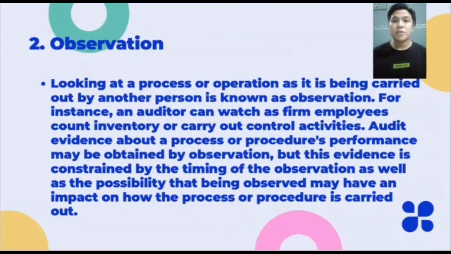Okay, and then the second one is observation, which is looking at a process or operation as it is being carried out by another person is known as observation. For instance, an auditor can watch as field employees count inventory or carry out control activities. Audit evidence about a process or procedure's performance may be obtained by observation, but this evidence is constrained by the timing of the observation as well as the possibility that being observed may have an impact on how the process or procedure is carried out.